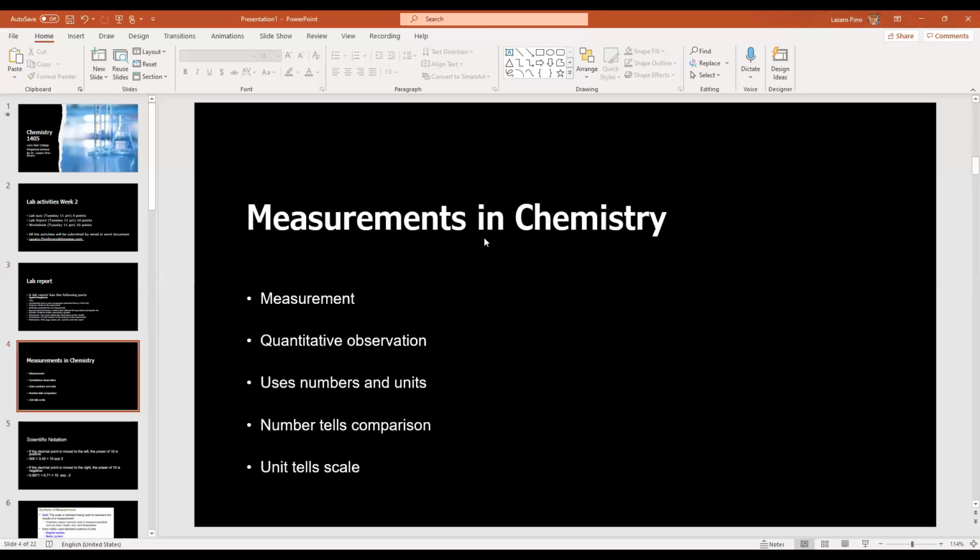What is a measurement in chemistry? Well, a measurement is a quantitative observation that uses numbers and units. The number tells comparison, and the units tell us the scale that you are using. If it is in kilograms, in meters, centimeters, or whatever.